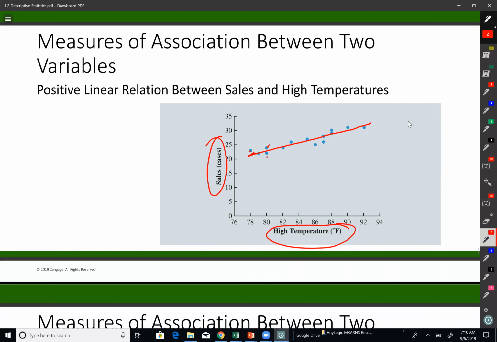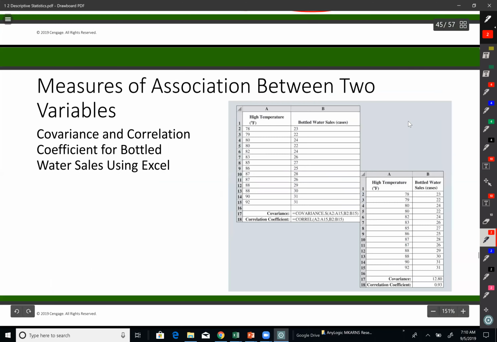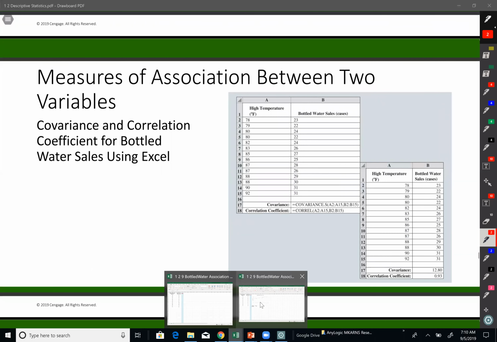And I know that water sales will not impact the temperature, right? If I drink more and more water, I cannot increase the temperature. However, based on my experience, I can tell that if the temperature is higher, people will get more thirsty, they will sweat, they will get tired, and so on, and they may consume more water. And you can see the positive relationship between these two because the slope of this red line here is positive. All right, so let's take a look at our Excel file.